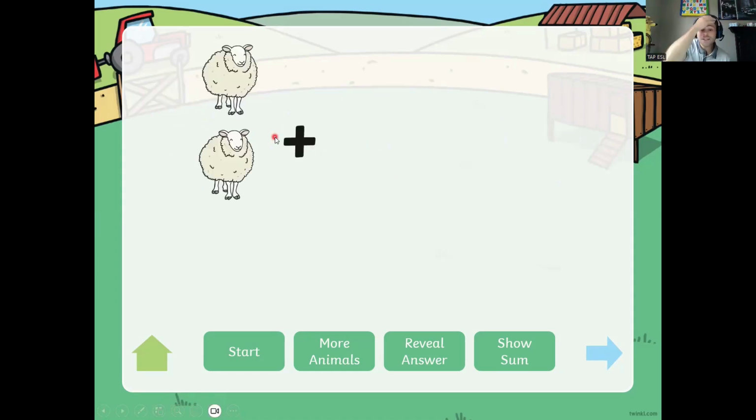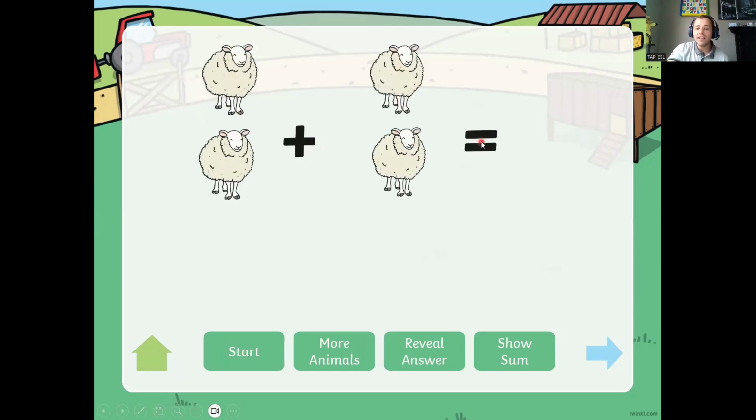The next one is 2 sheep plus 2 sheep equals 4 sheep. Bonus tip for you today in English. We don't say sheeps, no S. We just say sheep.